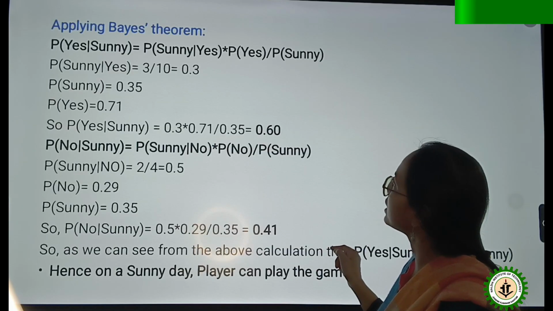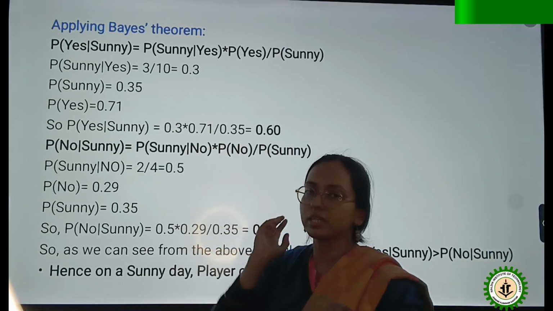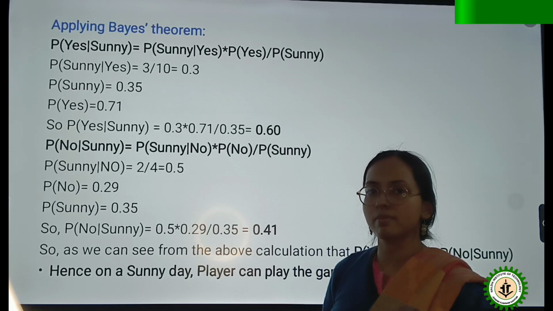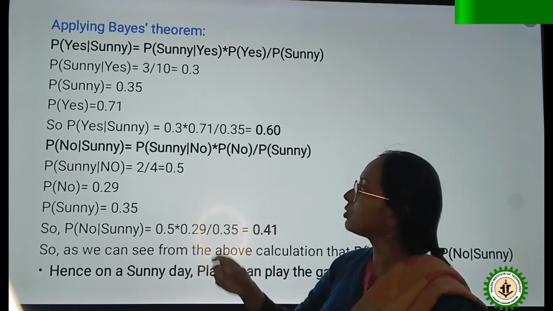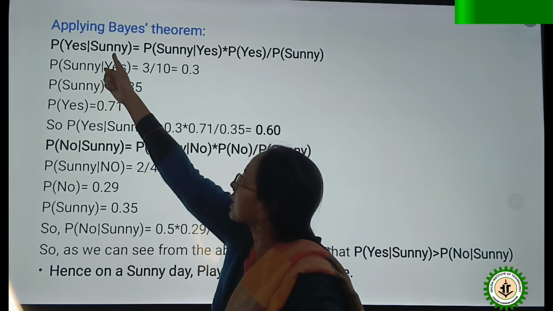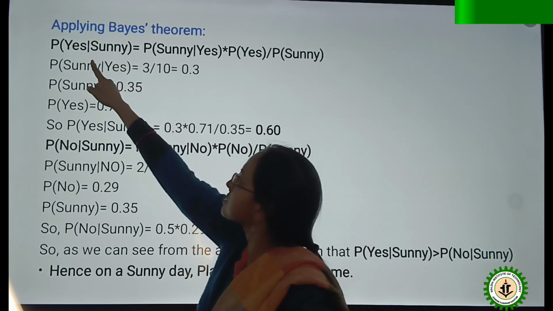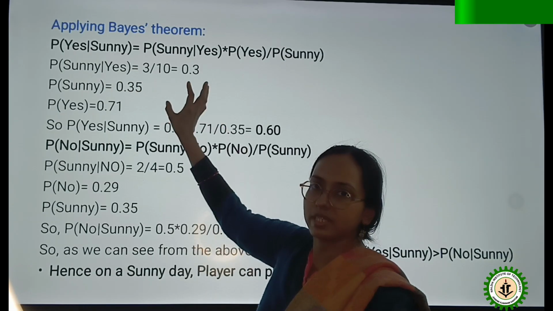In the next slide, as you can see, we are checking the probability of whether the player will be playing or not on a sunny day. That is my main motto. For that we have two classes, yes or no. For yes we will be checking, and for the condition which is sunny. So let us see, for the yes category and the sunny condition, what is the probability value.